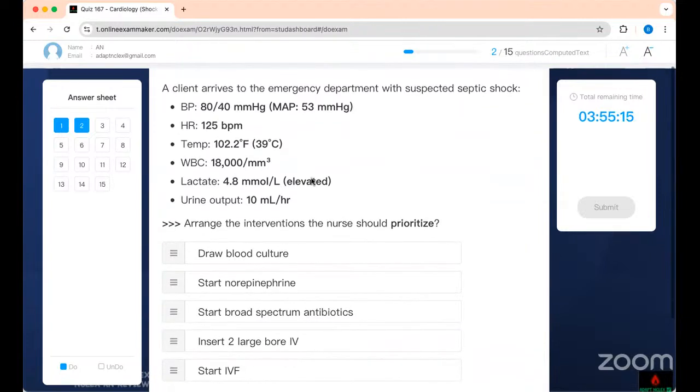This is a little bit long, but I just want to touch your mind, right? A client arrived to the emergency department with suspected septic shock. This is the content, right? From the lecture. The patient's blood pressure is hypotensive with a MAP of less than 65. Heart rate 125. Temperature 100.2. This is like a case study. I'm trying to make it short and standalone. White blood cell count of 18,000. Yes, it's consistent with septic shock.